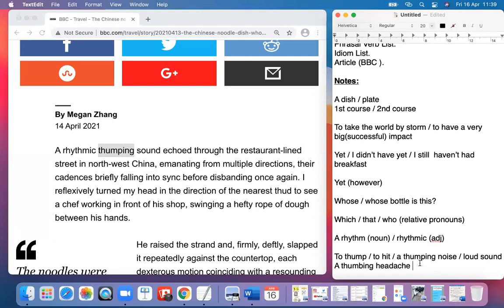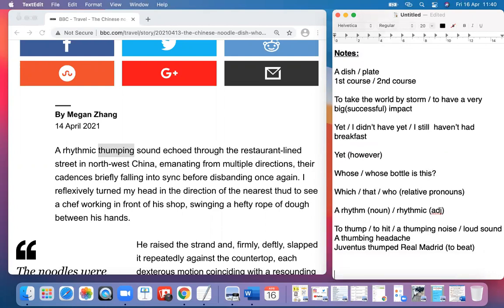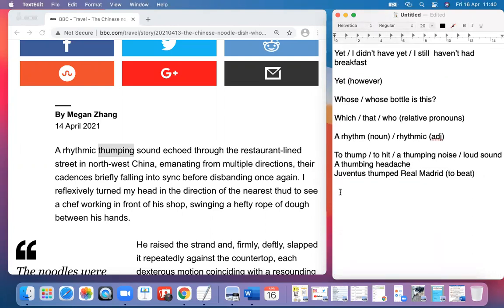Also in sport, when one team defeats another team with a big victory, you can say Juventus thumped Real Madrid, and the significance is Juventus win convincingly. Okay, so I'll give you this example. Juventus thumped Real Madrid, and the significance is como vencer in Spanish, to beat. Okay, so Juventus basically beat Real Madrid. It's just very good vocabulary and very important.